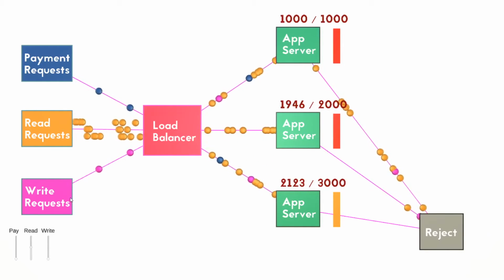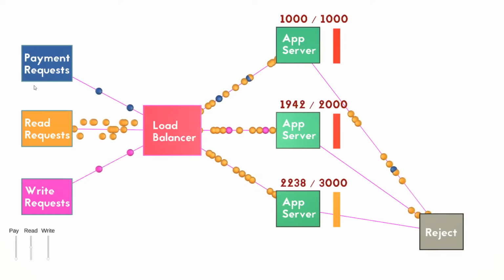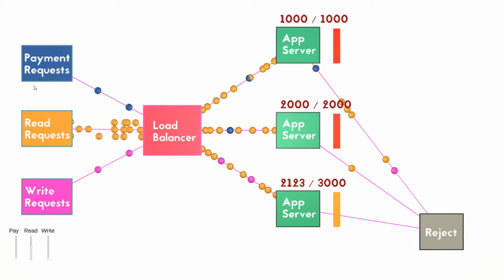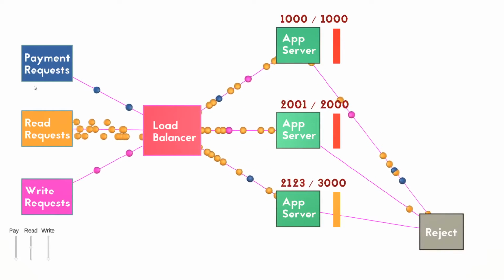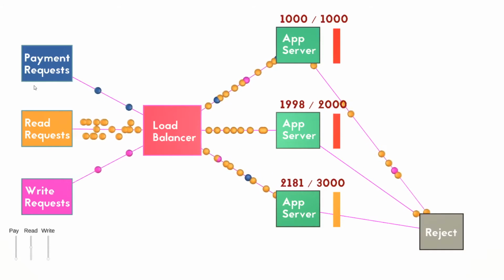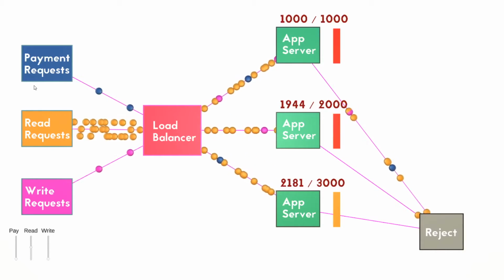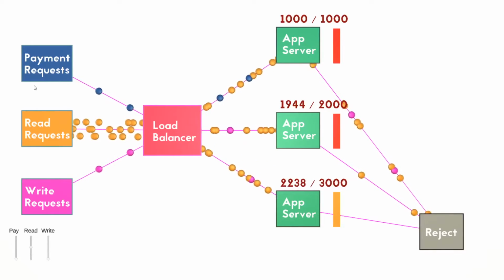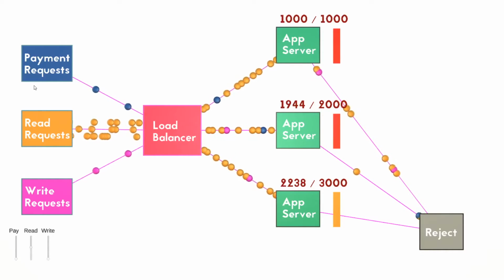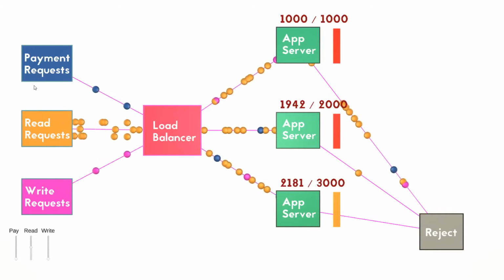But the traffic from the write request and the payment request is normal. It's not exceeding the limits, right? So this is really bad because now it is possible for users who are browsing the website to actually block a person who is trying to pay for your services. Not at all a good scenario. So how do you solve this?